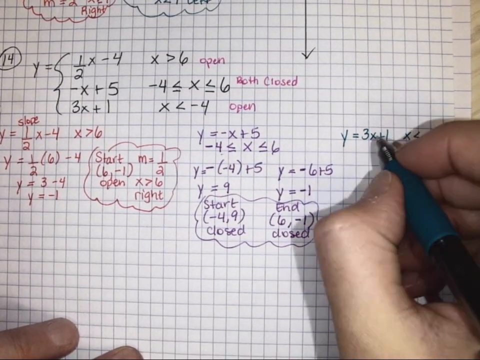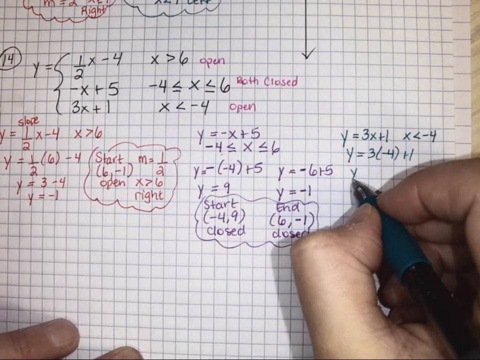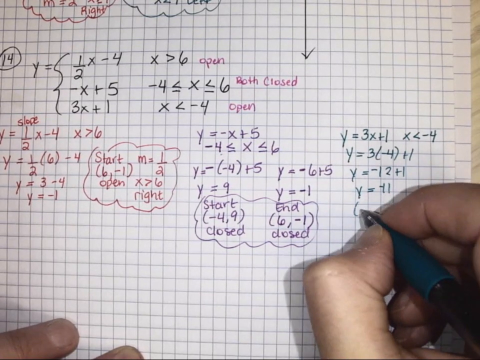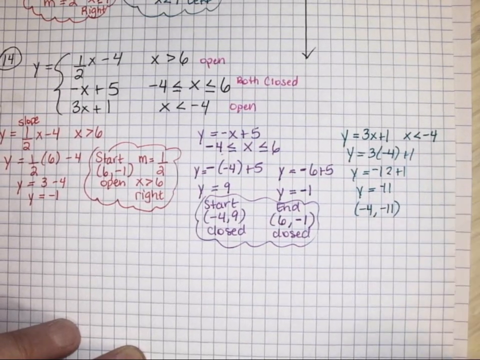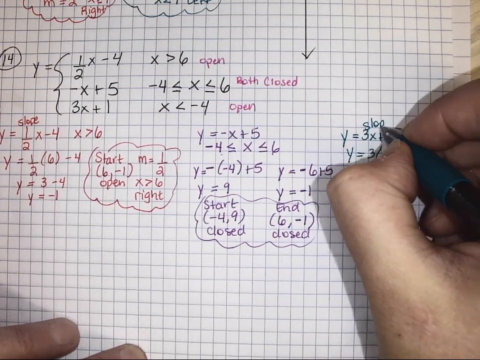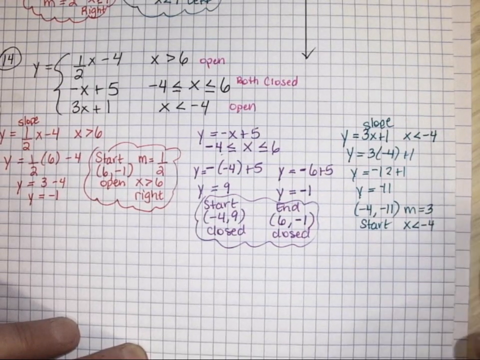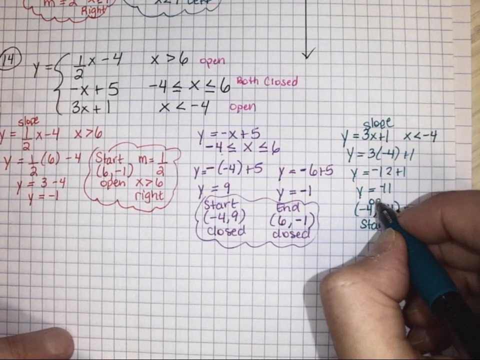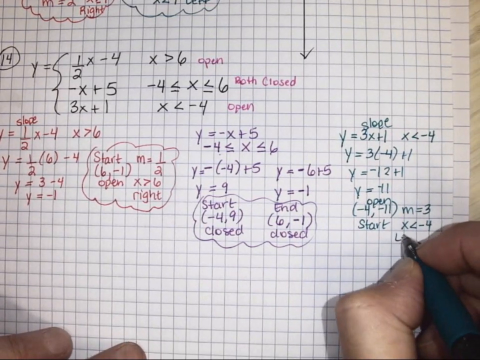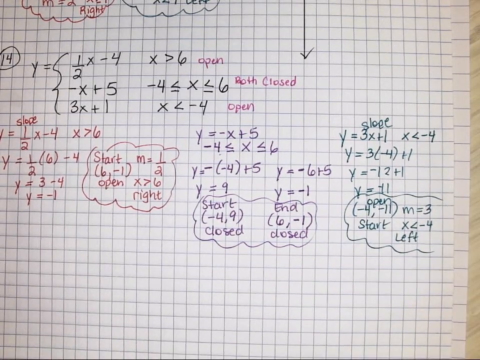Okay, for this part, I plug in negative 4 to see where I start. You get negative 12 plus 1, which is negative 11. So I plugged in negative 4, starting at negative 11. My slope is 3. It said x is less than negative 4, so I know that's going to be an open hole. And I only want to see the left part of that graph.